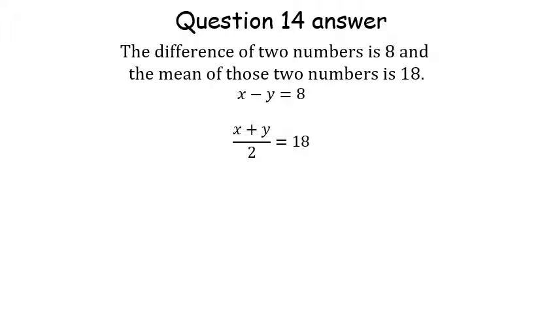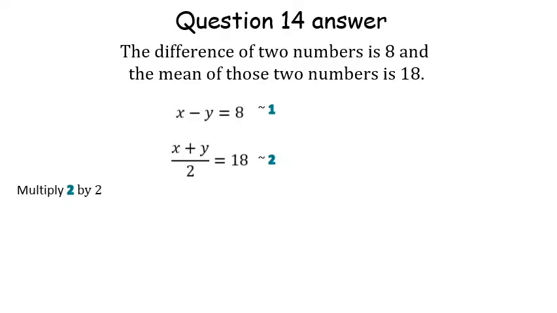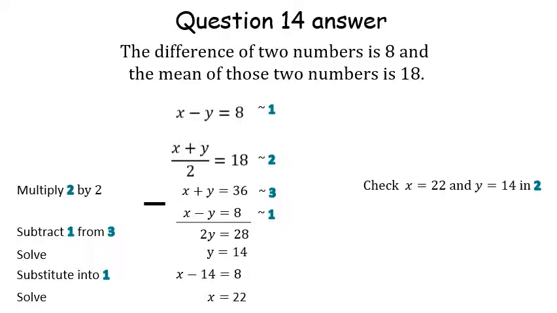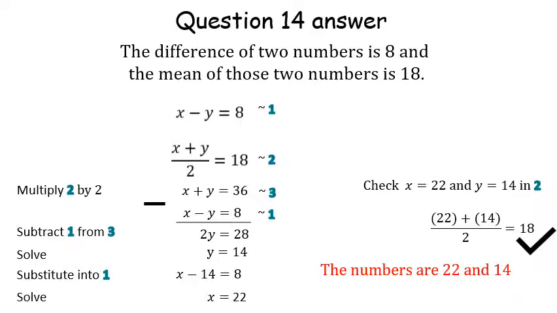Question 14. The two equations are x minus y equals 8 and (x plus y) all divided by 2 equals 18. I've multiplied the second equation by 2 and then subtracted equation 1 from equation 3 and solved to get y equals 14. I've then substituted y equals 14 into equation number 1 and solved to get x equals 22. Checking those two numbers in the second equation, they work, so the numbers are 22 and 14.